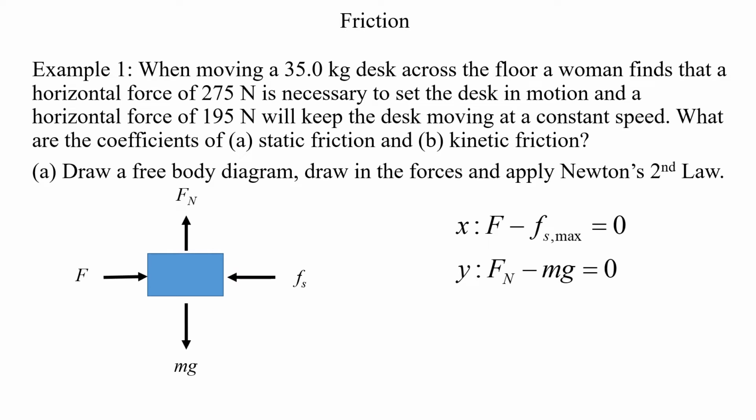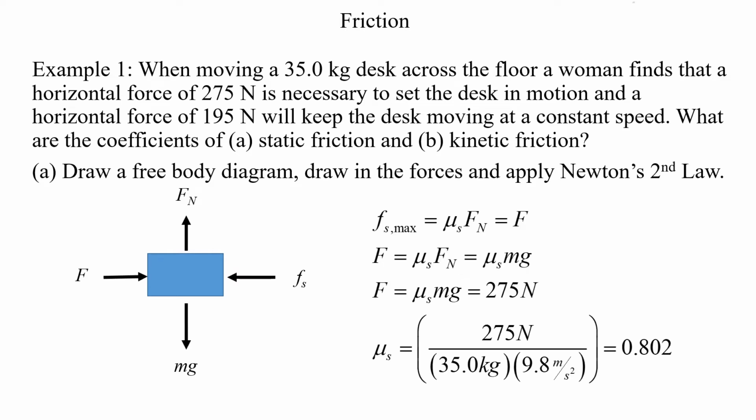So that'll be in the next slide now. All right, now from our x direction equation, we had our applied force was going to be equal to the maximum static friction. We also know that the maximum static friction we can write as mu sub s times the normal force. So mu sub s times the normal force will equal our applied force of 275 newtons.